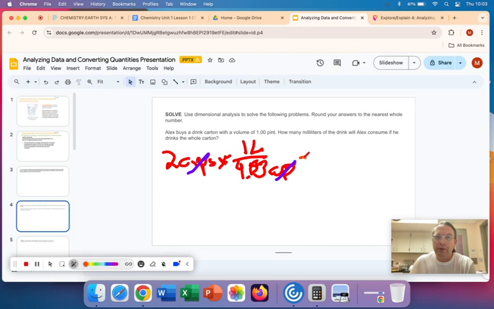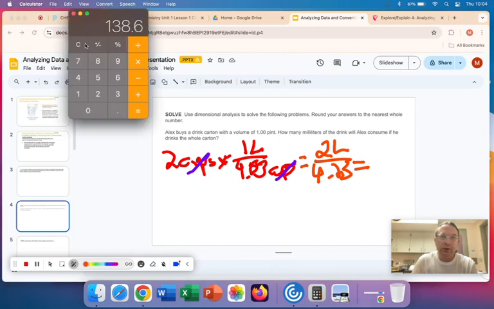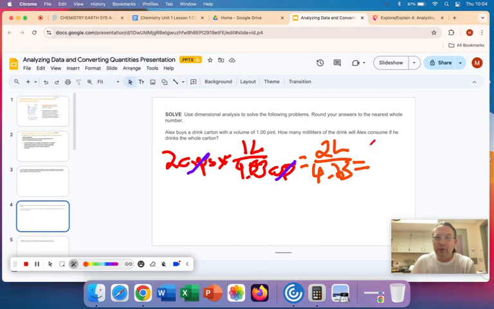Okay, so we say 2 times 1 will be 2 liters, and divide it by 4.23. So 2 divided by 4.23. So that's 0.47 liters. Now the last one is, let's relate liters to milliliters.